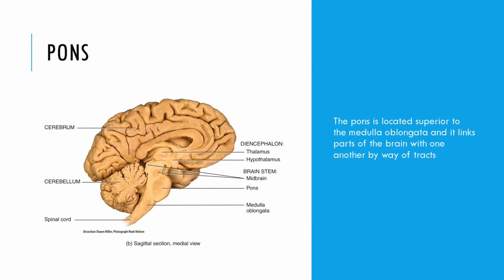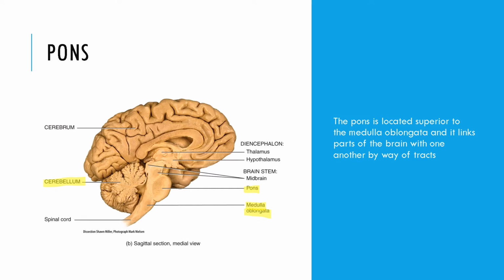Next, we have the pons. You can see it's right here. It's located just superior to the medulla oblongata and just anterior to the cerebellum. Now, like the medulla, the pons also consists of both nuclei and tracts. It really acts as a bridge that connects parts of the brain with one another.